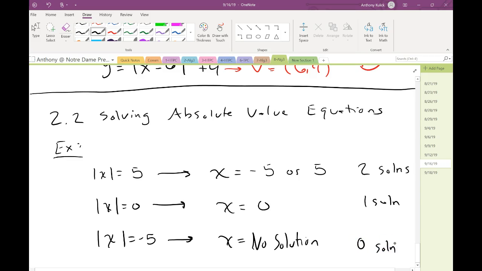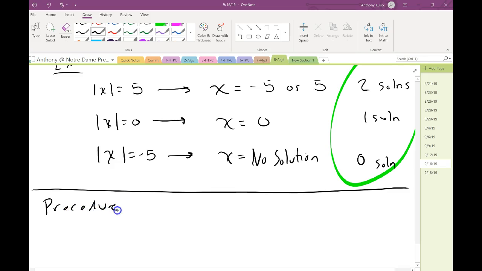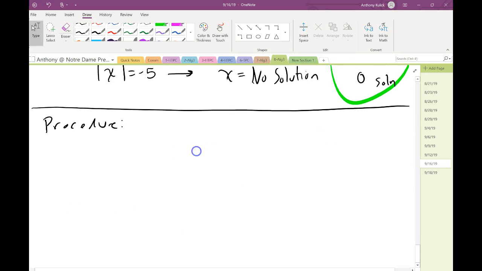So there's three possibilities that we could run into when solving an absolute value equation. I can get two answers, I could get one answer, or I could get no answer to a given solving problem. So we're going to have to be a little bit careful with the procedure that we use to do this. What I'm going to outline here is the procedure that we're going to use to solve these absolute value equations so that we can make sure that we find the proper number of solutions.